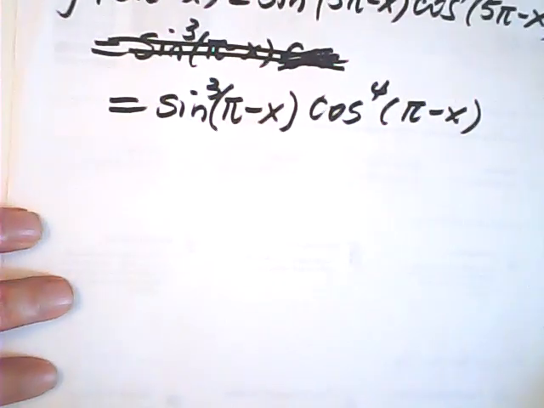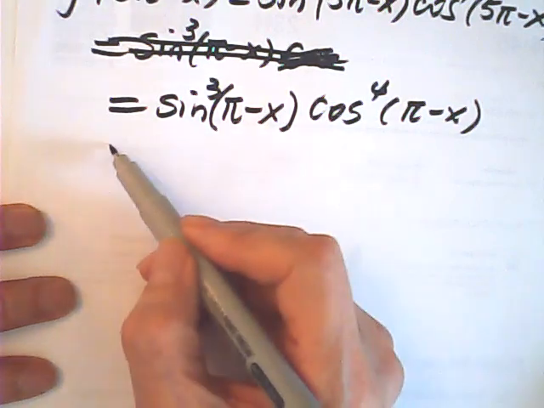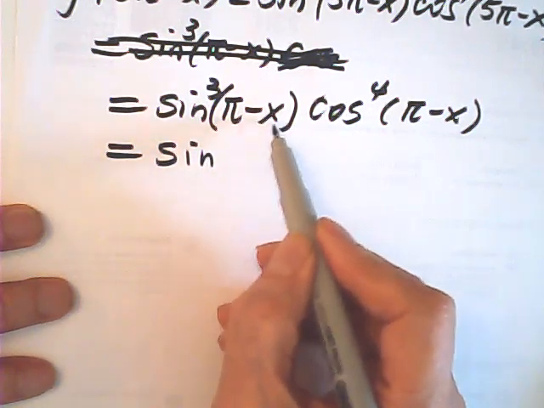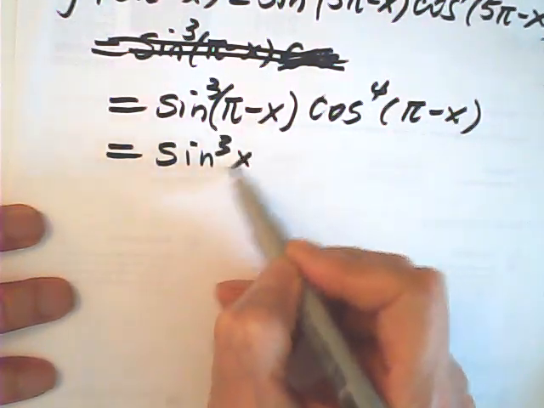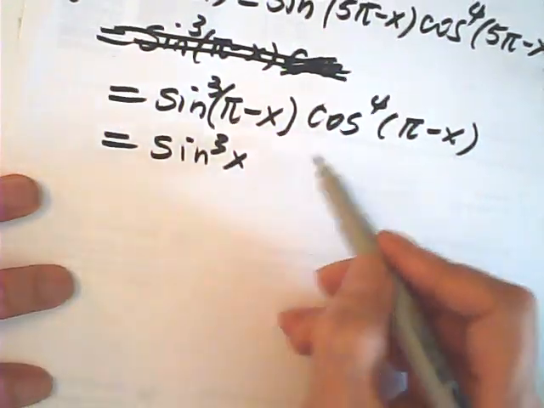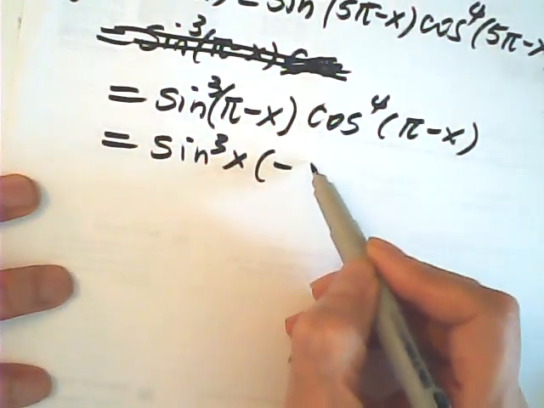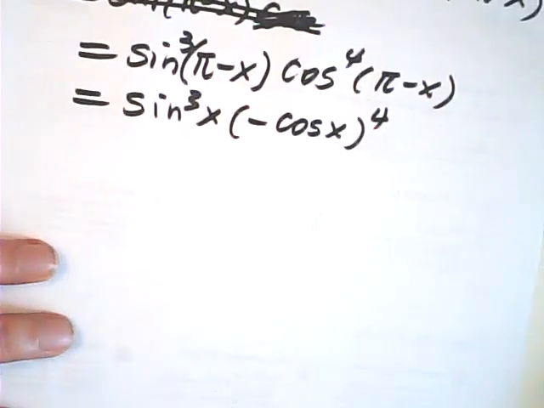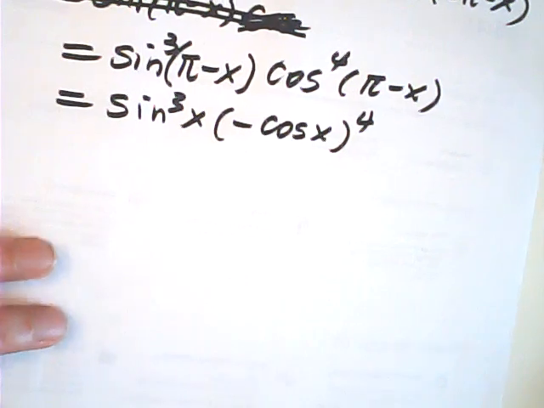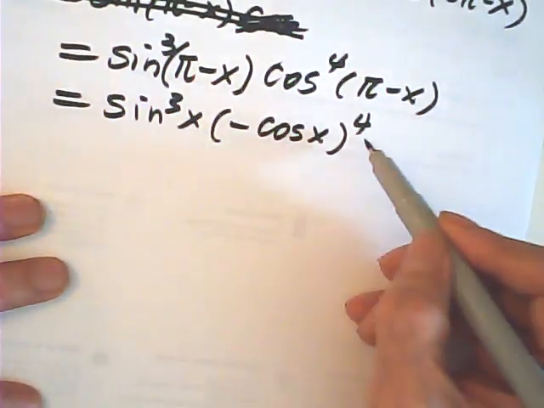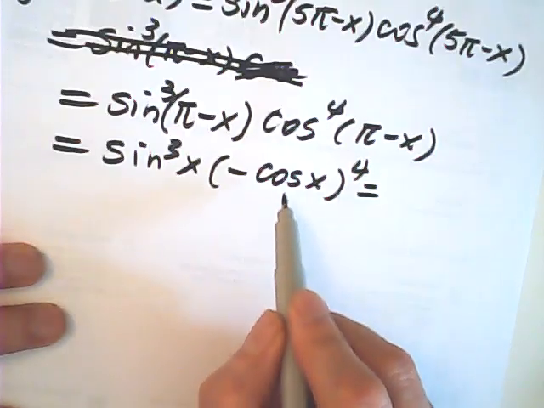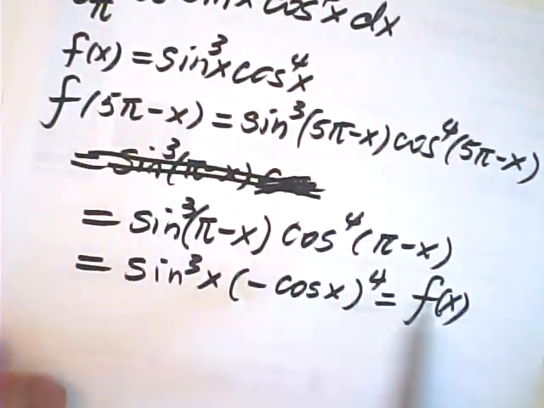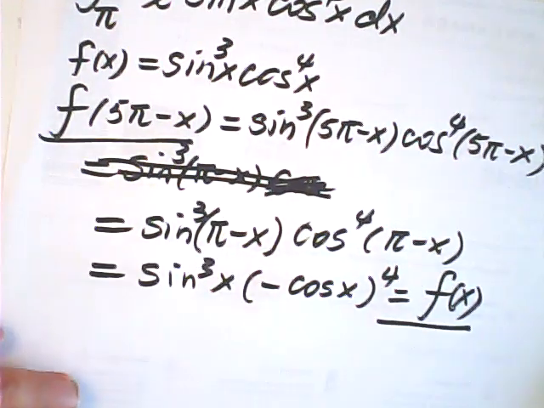So this one equals sine of pi minus x, the same as sine, right? So this is true. This one is equal to negative cosine x to the 4th power. That is equal to positive, therefore the same. So they are equal. This one is equal to that.